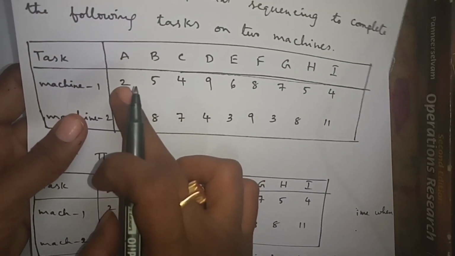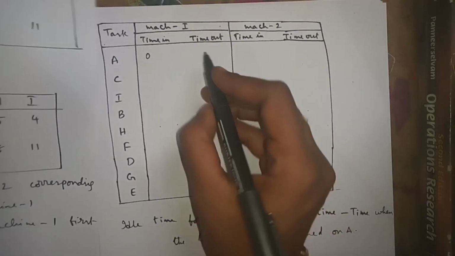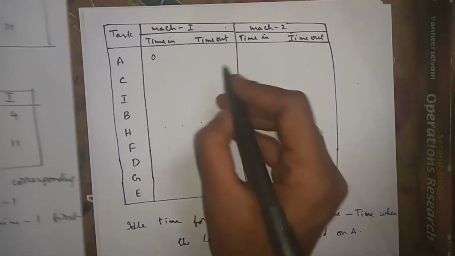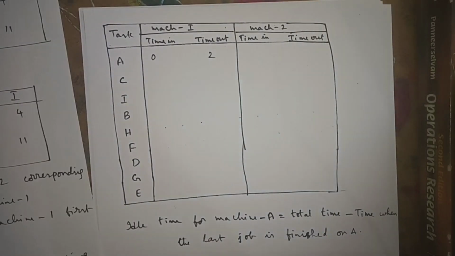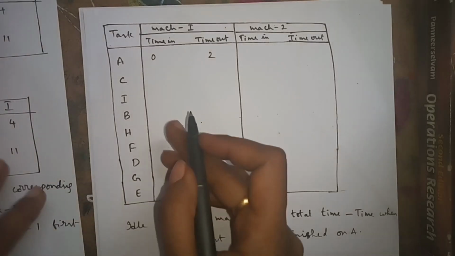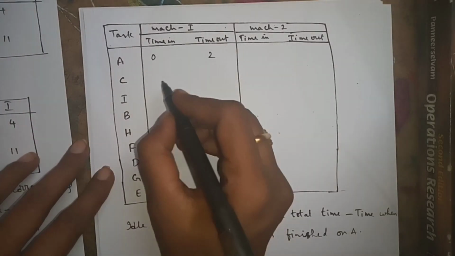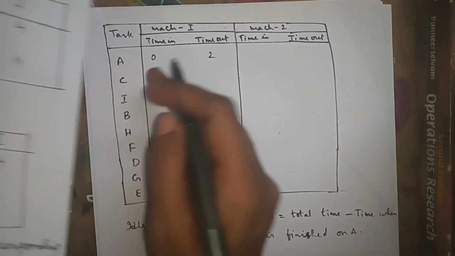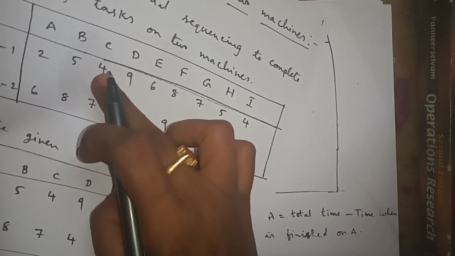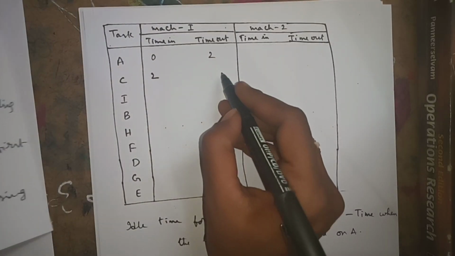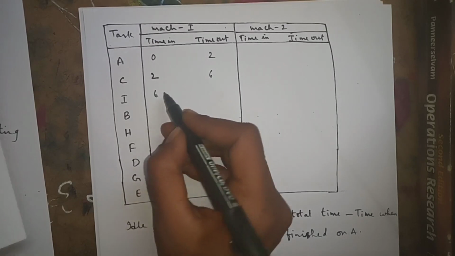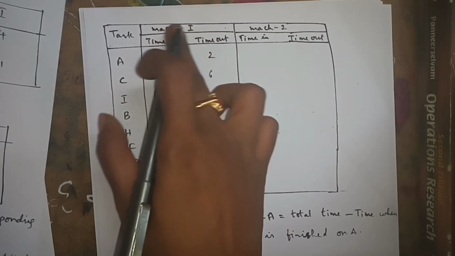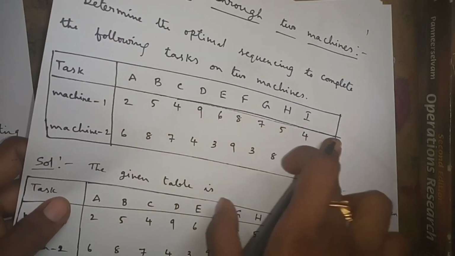For task A, the initial time is 0. After task A, it is 2, since near A in machine 1, 2 is there. That's why 2. Next task C: this 2 as it is, I will write 2. Near task C, 4 is there. 2 plus 4 is 6. Here 6. We are writing for machine 1, so I am seeing the machine 1 values only.